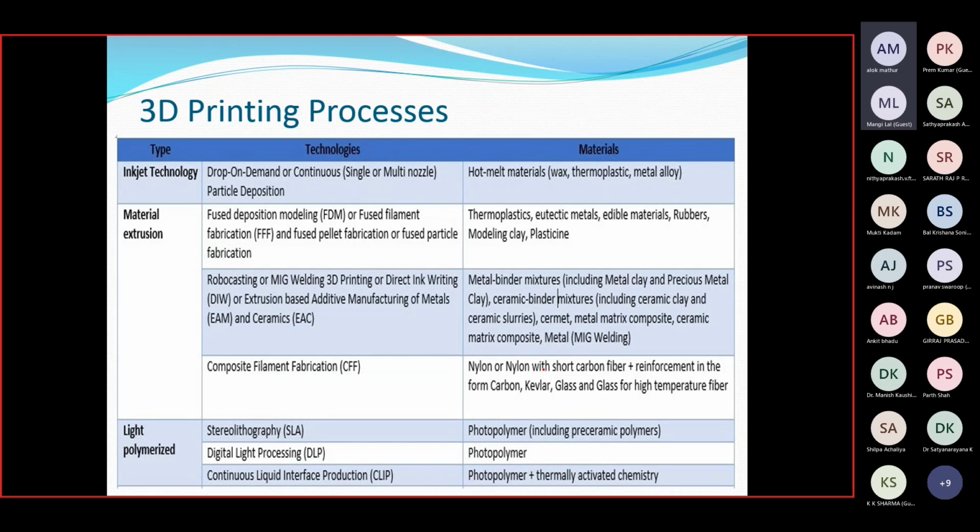So these are the materials and light polymerized techniques. What is that? This is the same as vat photopolymerization. So another name is light polymerized. So here we have SLA, stereolithography, and CLIP, which we have studied. Digital light processing is also there. So it is also mentioned in my slides.